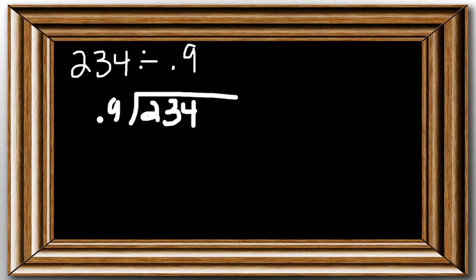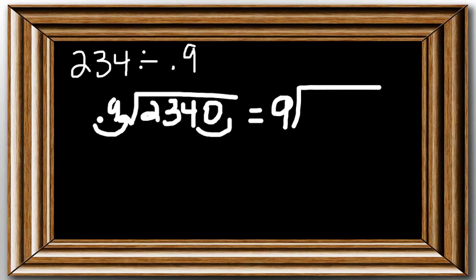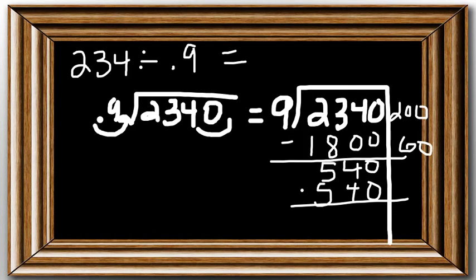For this one, once I set up my problem, I'm going to say I need to move this decimal 1 spot, so that means I need to move over 1 spot, fill up my scoop, put a 0. I like to rewrite my problem so it's easier to see. But then I just solve how many times does 9 go into 2,340, and that's my new problem. So I solve as normal, and then at the end I write down my answer, and I'm done.